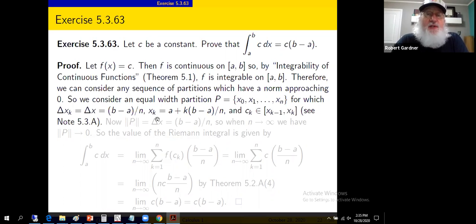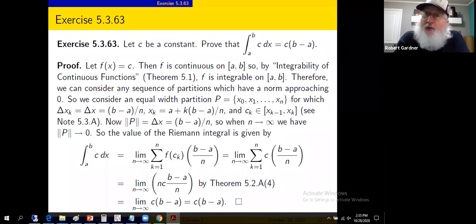We'll have, as we've seen in the past, x sub k will be the first x value plus k times the number of steps. x sub k is a plus k times (b minus a) over n. And c sub k is any element, or we could pick specific elements, knowing integrability. We'll have to do that in the future, but this one we'll just let c sub k be any element of the k-th subinterval.